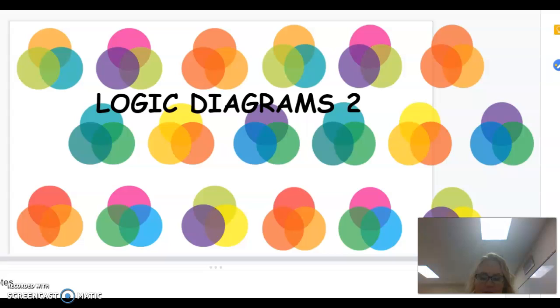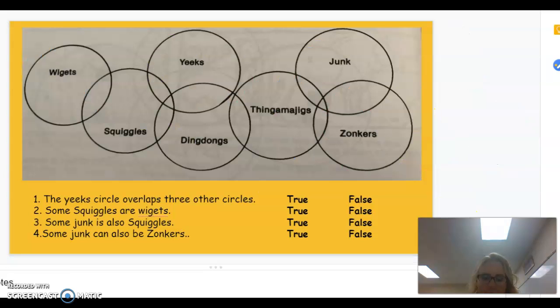Today in logic diagrams, you will study the diagram of circles provided to figure out whether a statement is true or false. So I'm going to go to that. You will notice that some of the words used in the diagram might be nonsensical. That is okay. The point of this assignment is to understand the diagram and how it works enough to correctly answer the questions. This is the diagram in your assignment.